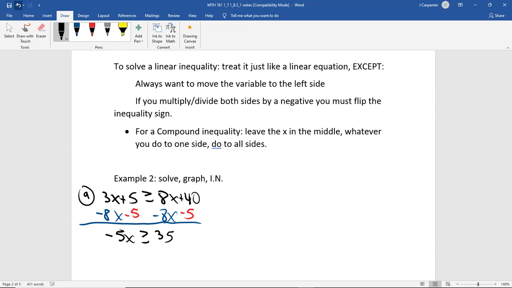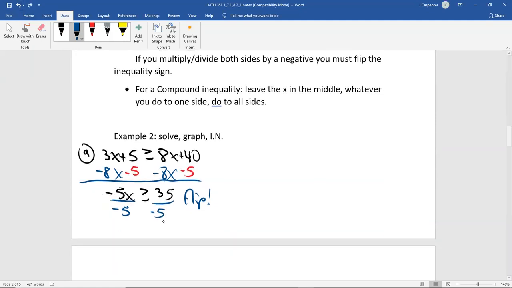Now the number in front of the x is negative 5. That's negative 5 times x. So we have to divide both sides by negative 5. It is this step right here that is the reason I must flip the inequality symbol. I chose to multiply or divide both sides by a negative. Inherently, that's because of this negative right here. Because that was negative, I had to divide it out.